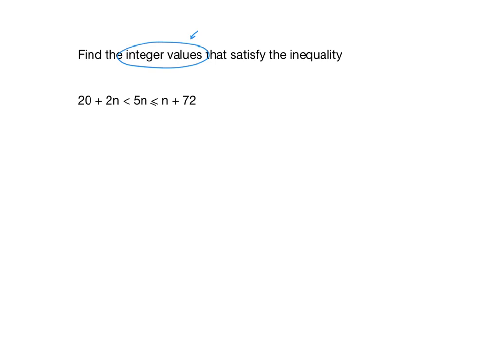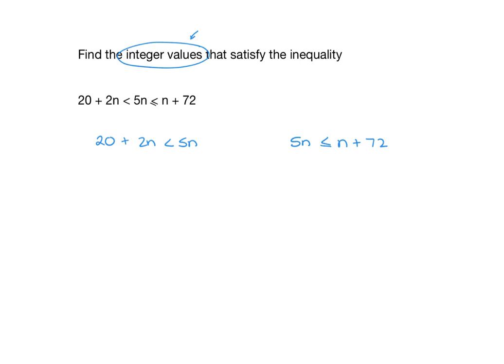So my first side, I'm going to take the left-hand side, which is 20 plus 2n is less than 5n. And then I'm going to take the right-hand side, which is the fact that 5n is less than or equal to n plus 72. So I've actually got two inequalities that I'm going to deal with separately. So let's start with the one on the left-hand side.